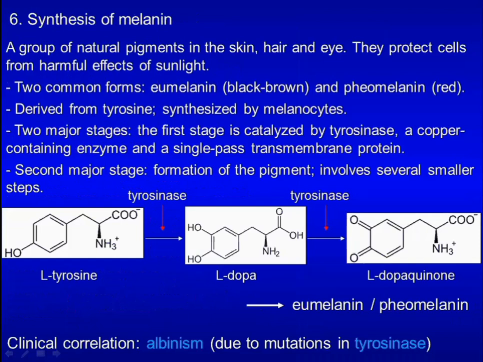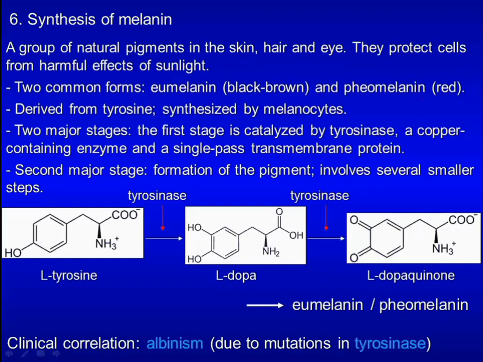Melanin is a group of natural pigments in the skin, hair, and eye. These pigments protect cells from harmful effects of sunlight. There are two common forms of melanin, eumelanin and pheomelanin. Melanin is derived from tyrosine. It is synthesized by melanocytes.